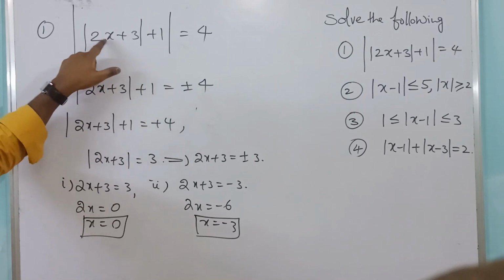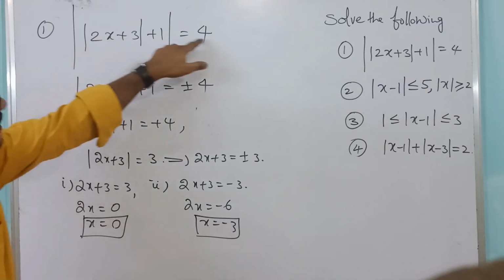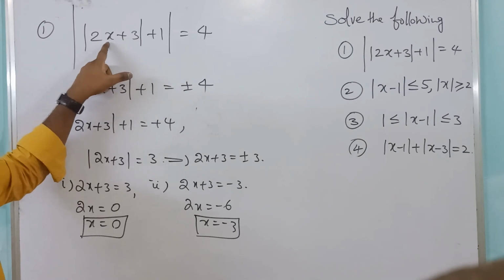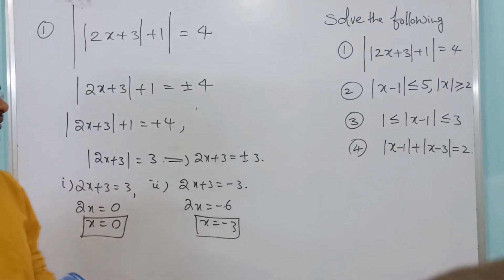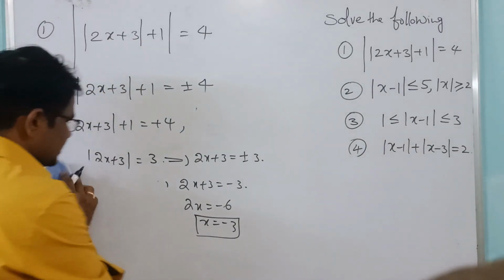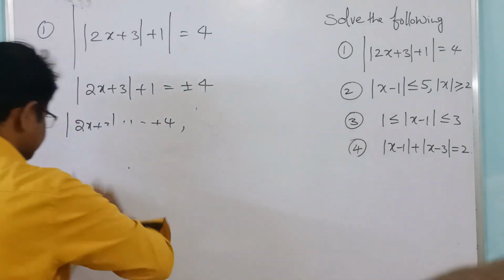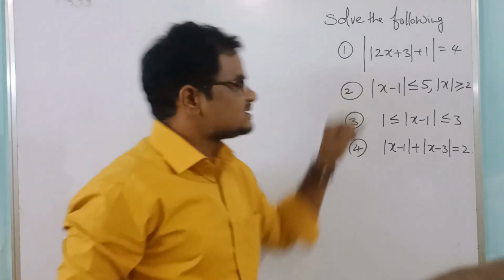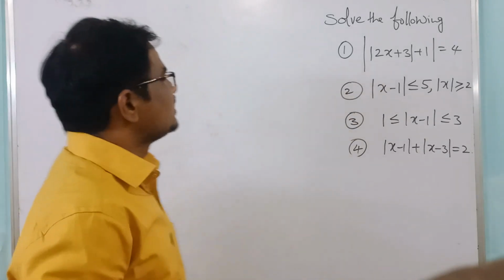Substitute x equal to 0: modulus of 3 plus 1, 4. X equal to minus 3: minus 6 plus 3, modulus of minus 3, 3 plus 1 equal to 4. Right? This is about the first problem. Next, take the second problem.